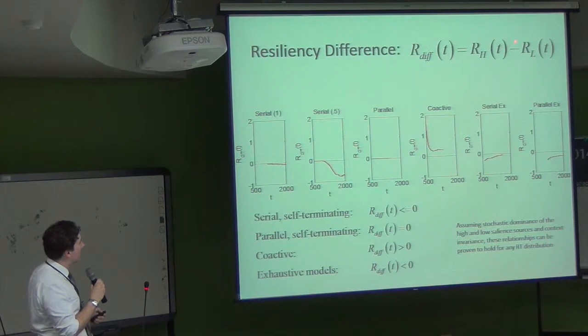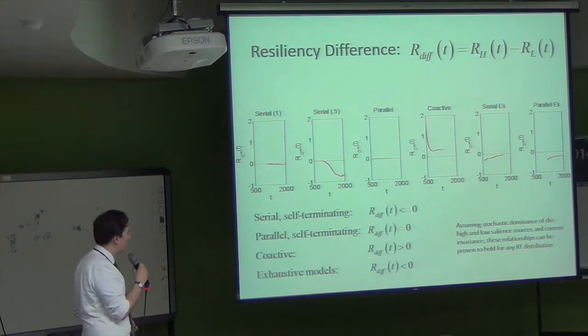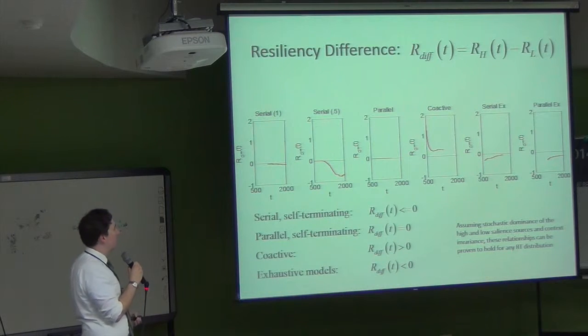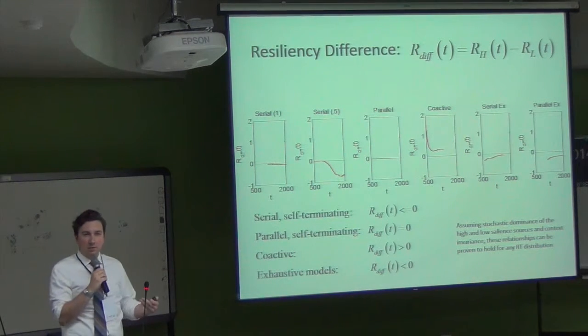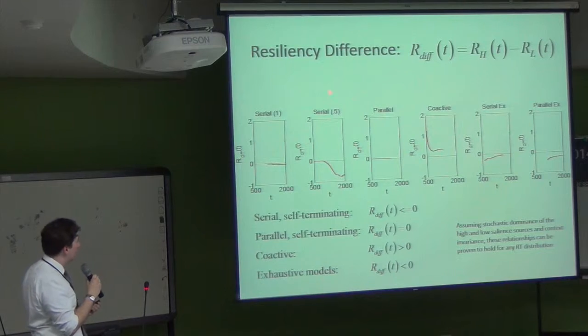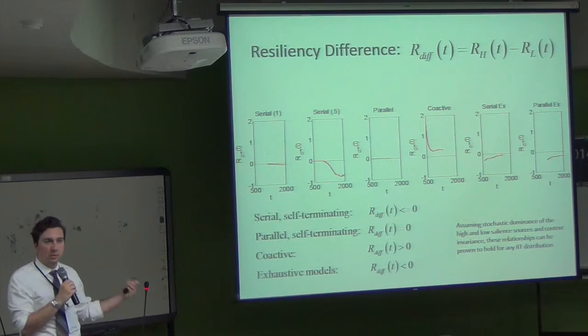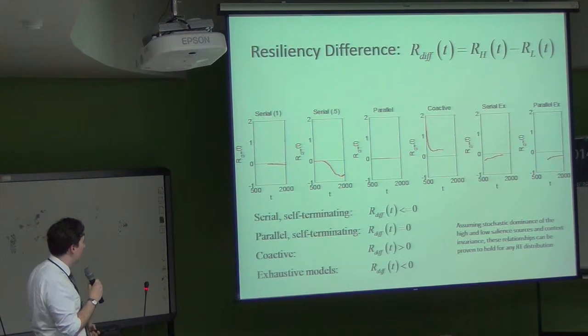If we subtract the low salience resiliency function from the high salience resiliency function, the serial self-terminating model and the exhaustive models predict that we ought to see a resiliency function which is less than 0. The parallel model predicts that we should see a resiliency function which equals 0, and a coactive model predicts a resiliency function which is greater than 0. If we make some assumptions about the ordering of these distributions, the ordering of the conflicting information, and the invariance of the congruent information, then we can actually prove that these relationships hold.